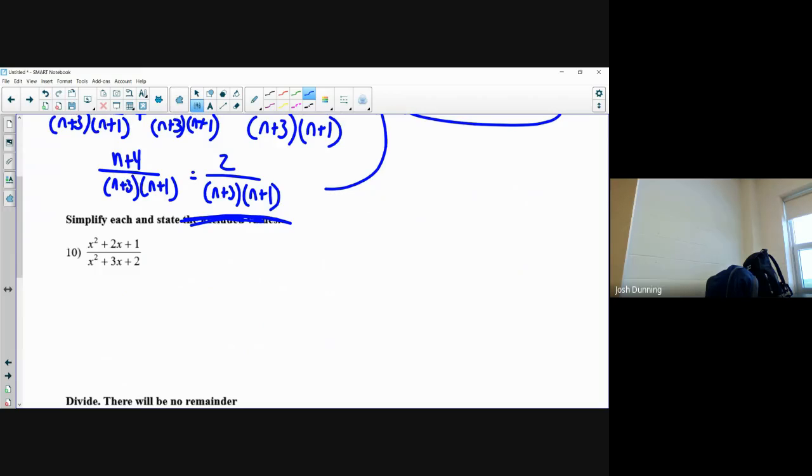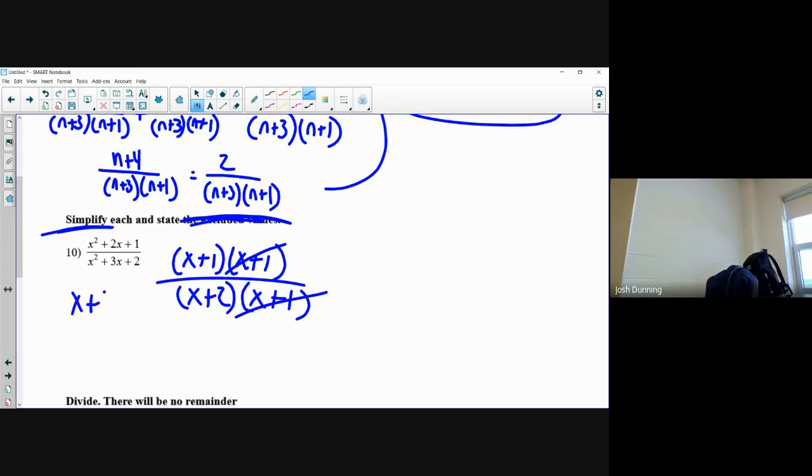Because factoring breaks something up. Sorry about that. Factoring breaks something up into multiplication. And multiplication and division do cancel each other out. So when you're simplifying a rational with all the polynomials, you got to factor. Top, 1 times 1 is 1. 1 plus 1 is 2. Bottom, 2 times 1 is 2. 2 plus 1 is 3. One of the x plus 1s cancel out. The other one's left over. Done.